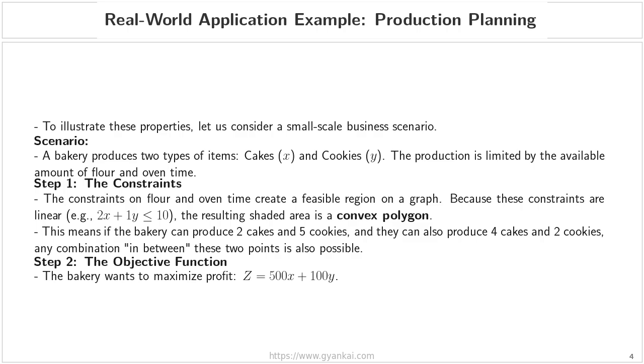Step 2 is the objective function. The bakery isn't just producing items for fun, they want to maximize their profit. We can represent this profit, which we'll call z, with the equation z equals 500x plus 100y. Our goal is to find the values of x and y that make z as large as possible.